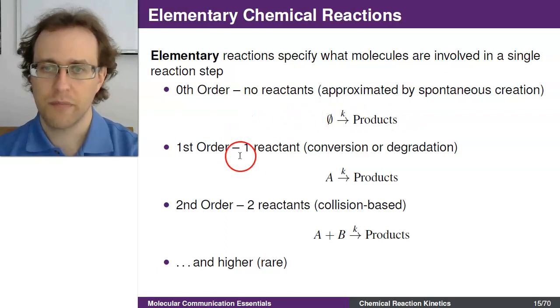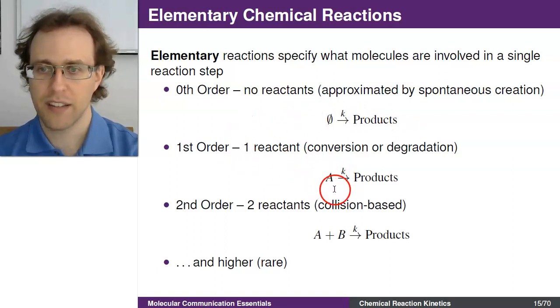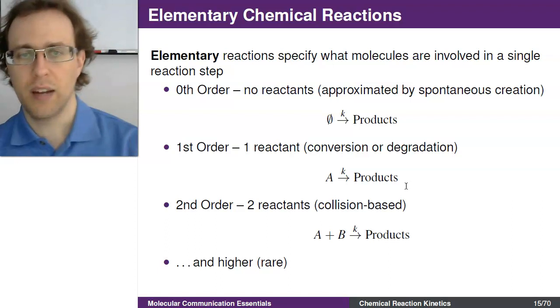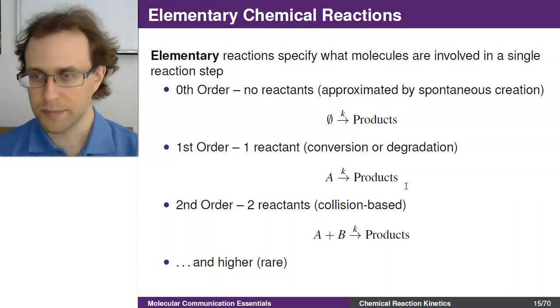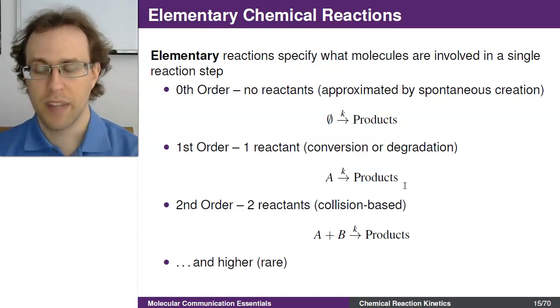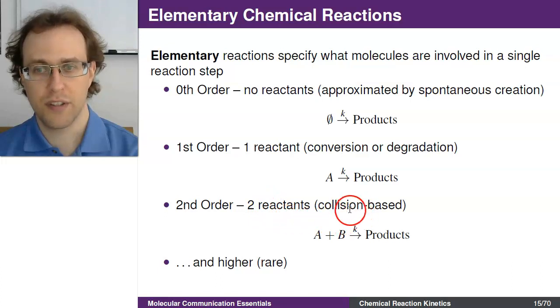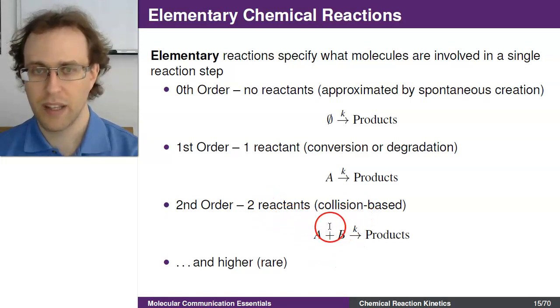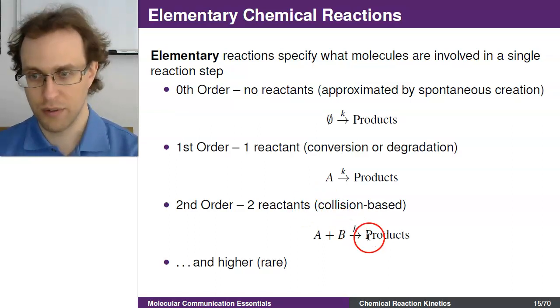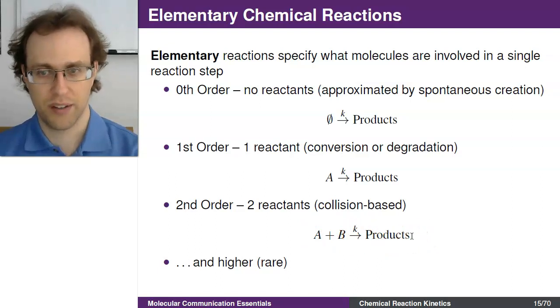A 1st order reaction has one reactant, so we start with some kind of reactant and then it reacts, either through conversion or some kind of degradation, and we end up with one or more products, or even 0 products if it's just a degradation reaction. 2nd order reactions have 2 reactants, so these are collision-based. We have 2 separate molecules that, when they collide in the right orientation and with enough energy, are able to react, and then they provide some series of products that could include some of the same molecules, or some kind of degradation or just binding, or lots of other options as well.